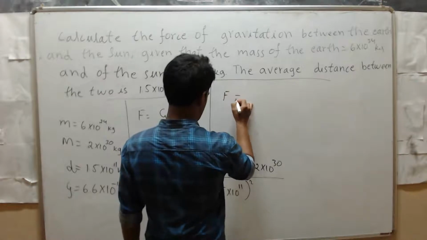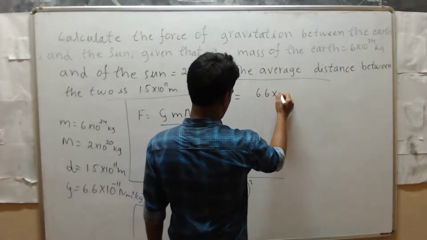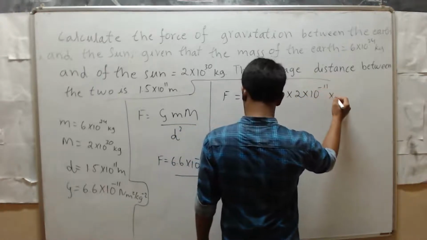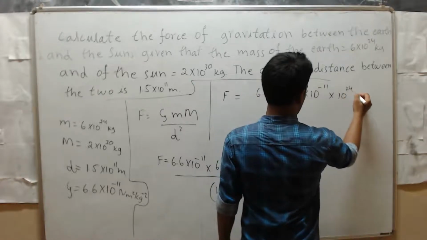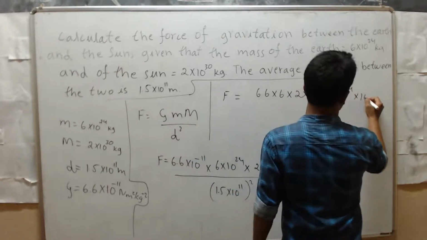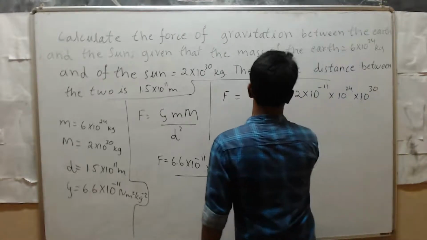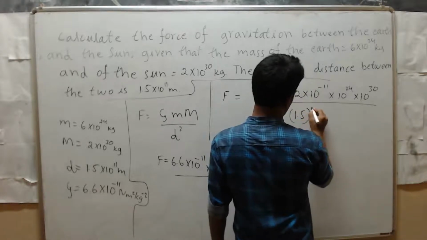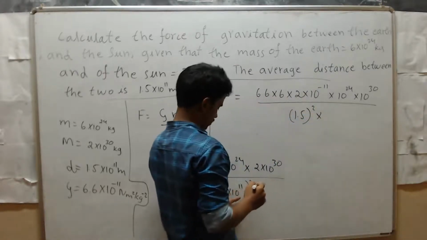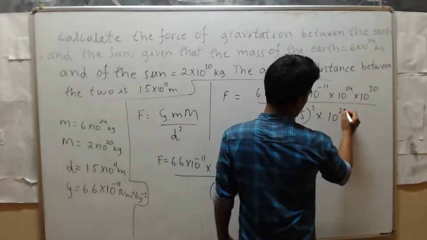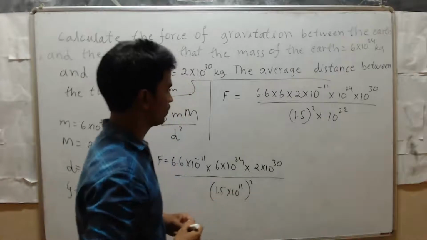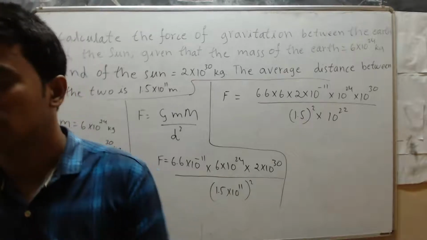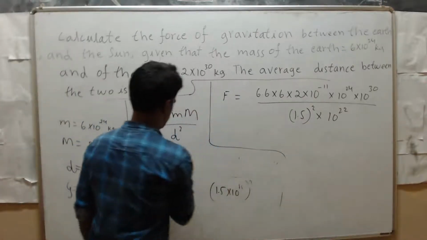So I'll write F is equal to 6.6 into 6 into 2 into 10 raised to the power minus 11 into 10 raised to the power 24 into 10 raised to the power 30, whole divided by 1.5 whole square into 10 raised to the power 22. We can write like this. Now, first operating the powers.